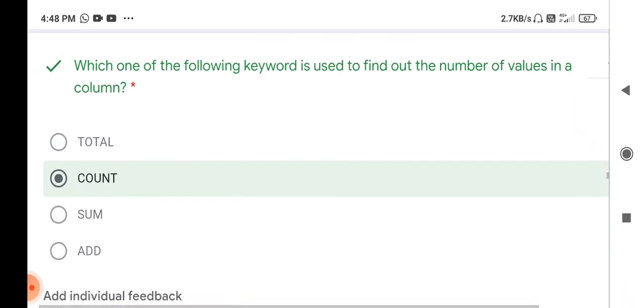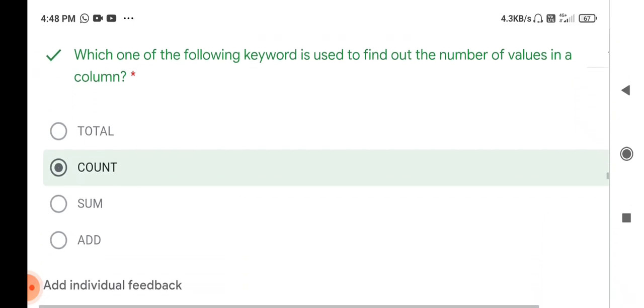Next question is, which one of the following keywords is used to find out the number of values in a column? The options mentioned are total, count, sum and add. The correct option is count. Count counts the number of values stored in the particular column. So option number 2 is the correct option, that is count.